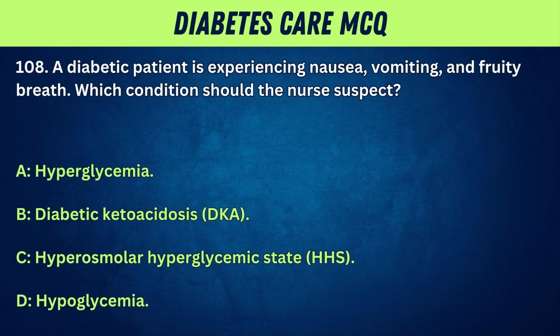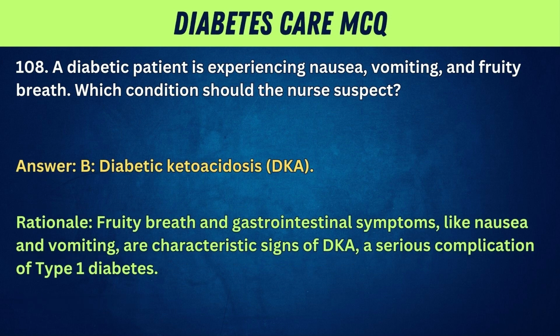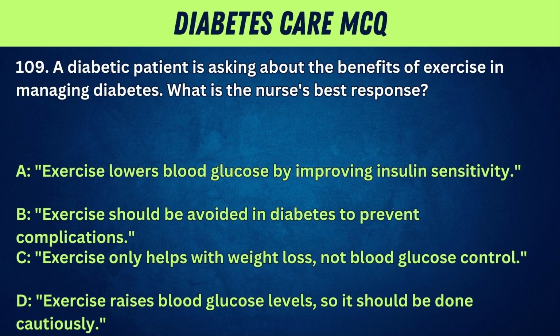108. A diabetic patient is experiencing nausea, vomiting, and fruity breath. Which condition should the nurse suspect? A. Hyperglycemia. B. Diabetic ketoacidosis, DKA. C. Hyperosmolar hyperglycemic state, HHS. D. Hypoglycemia. Answer: B. Diabetic ketoacidosis, DKA. Rationale: fruity breath and gastrointestinal symptoms, like nausea and vomiting, are characteristic signs of DKA, a serious complication of type 1 diabetes.